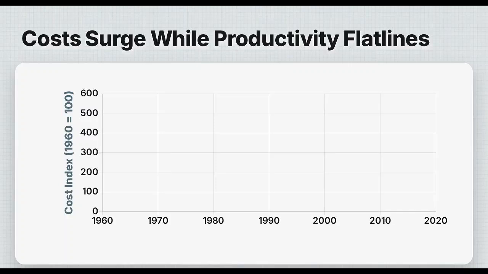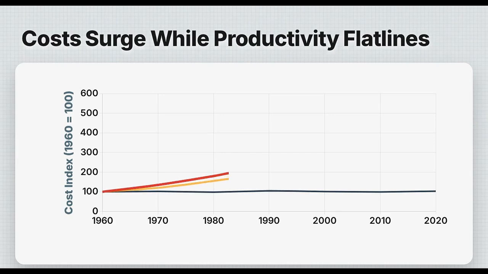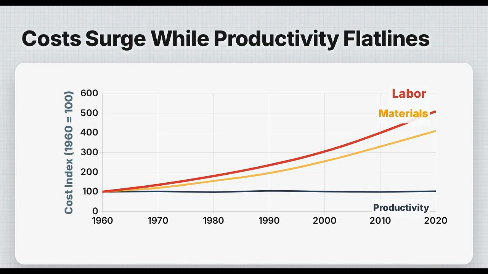This graph illustrates a core industry crisis. While most sectors have industrialized, construction suffers from flatlined productivity and sharply rising costs for both materials and labor.